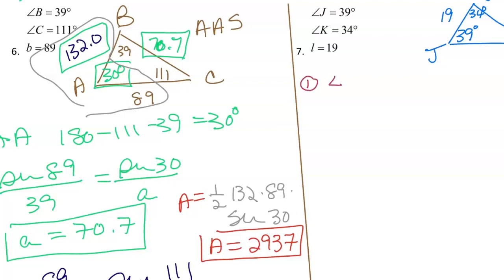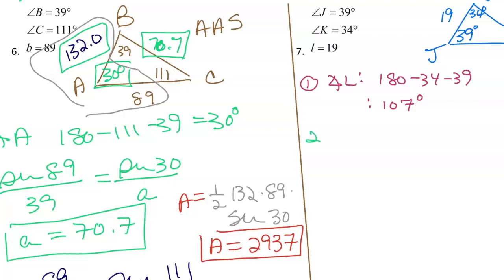Okay, the first thing I'm going to do is find angle L by saying 180 minus 34 minus 39. That gives me 107 degrees. Okay, 107 degrees is going right here. So now I'm ready to go ahead and do my missing sides.